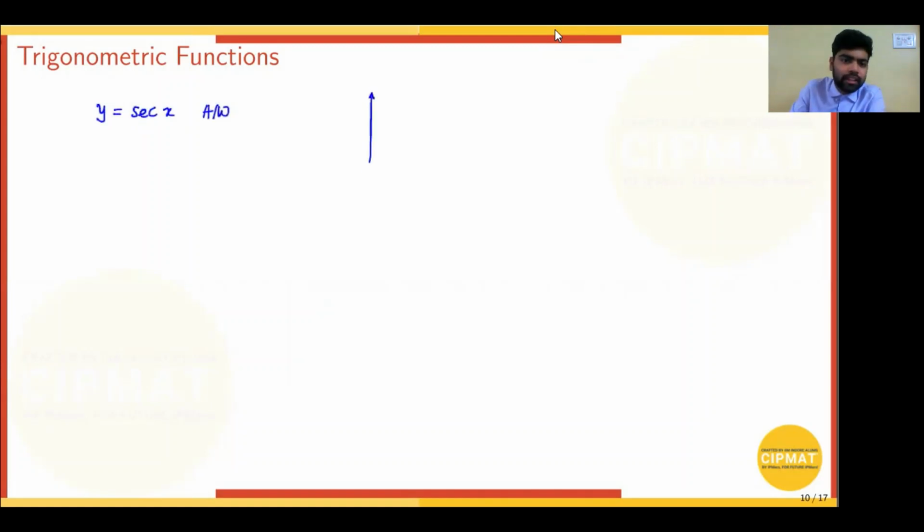Then also let me just give a brief idea about this. We know that cos x looks like this. The graph of cos x looks like this. So the graph of sec x is going to be something in this manner, where there will be an asymptote over here.